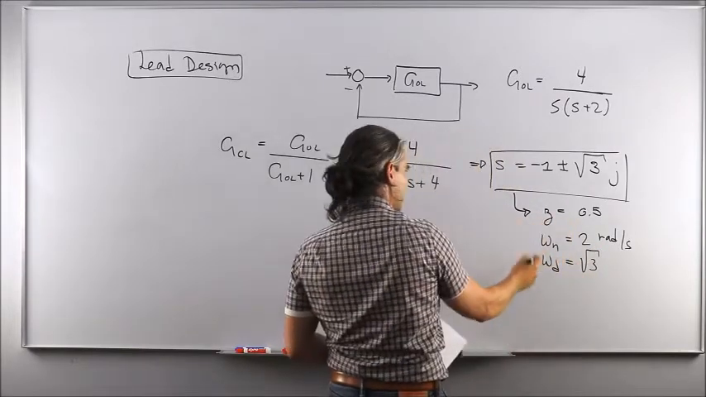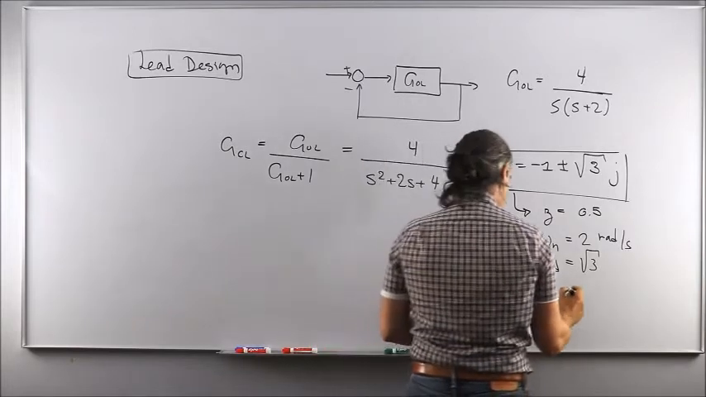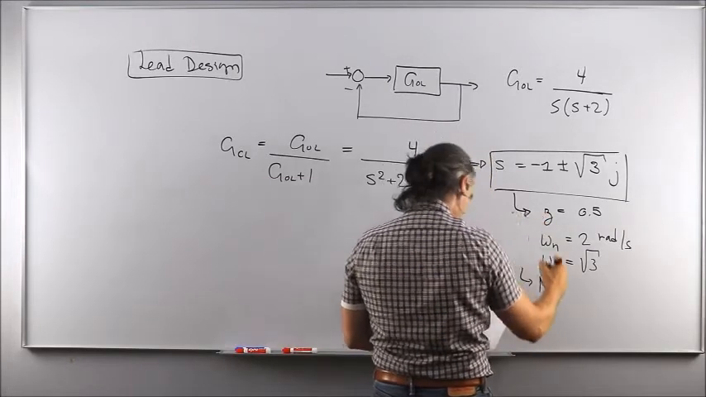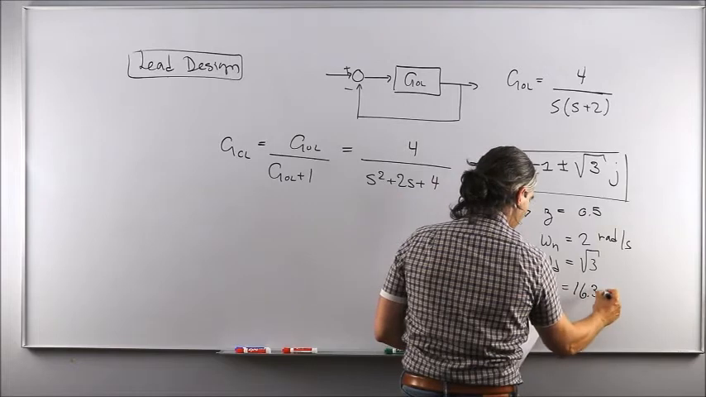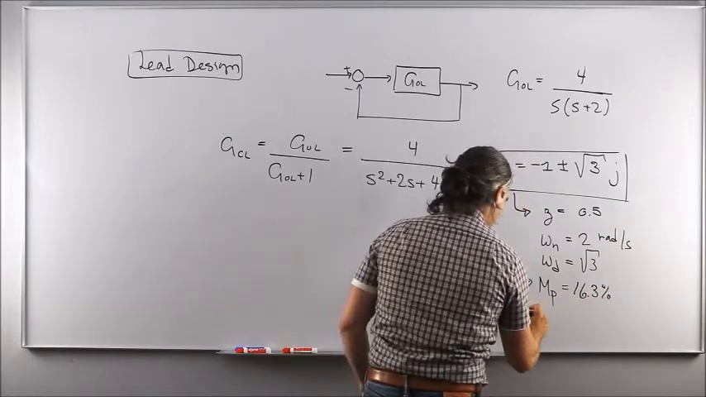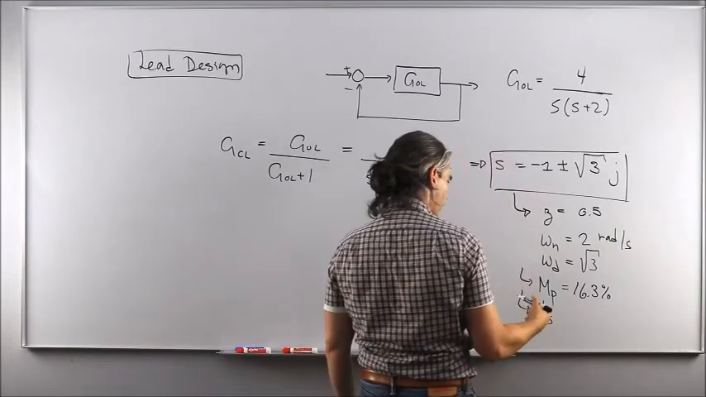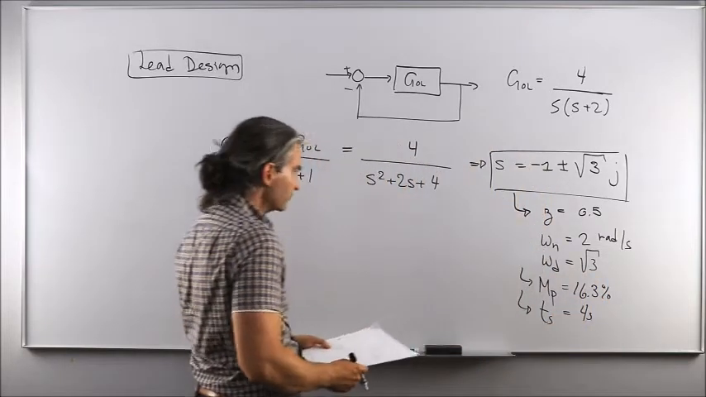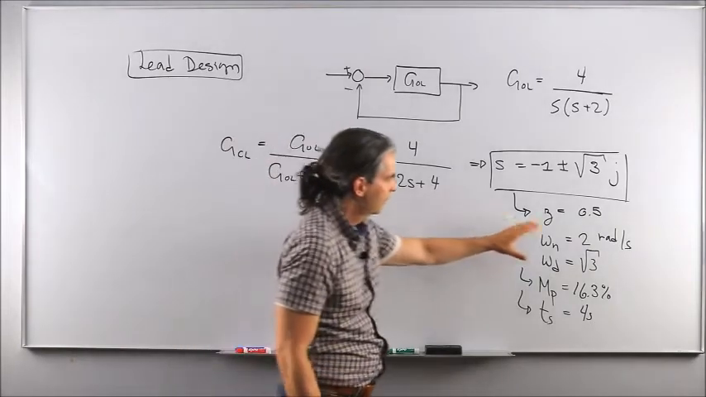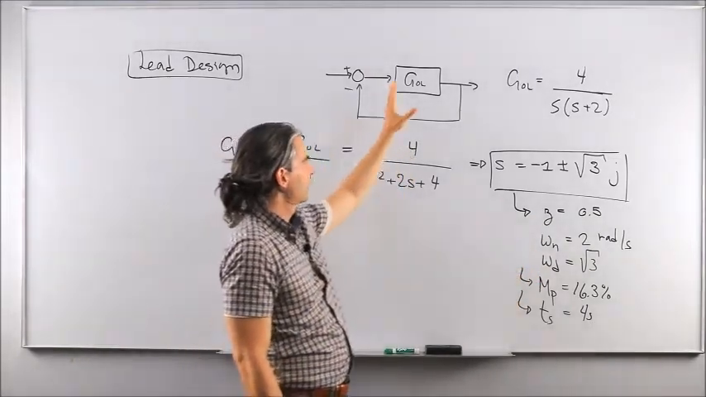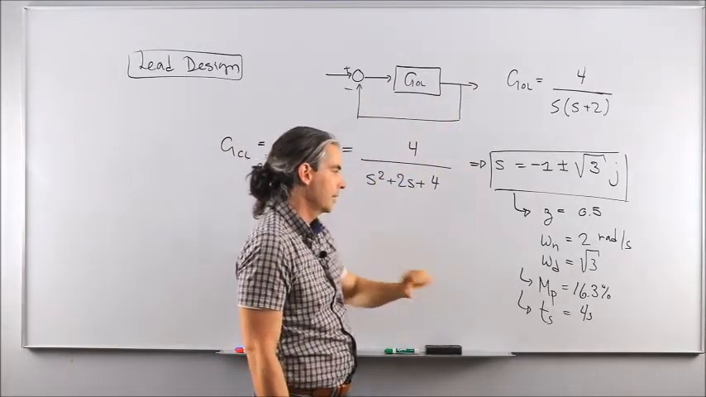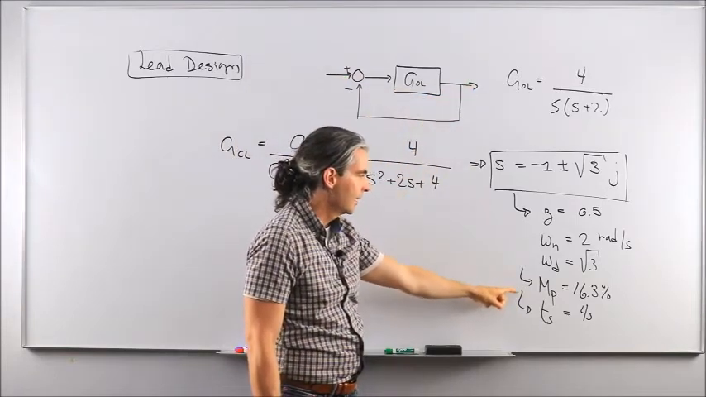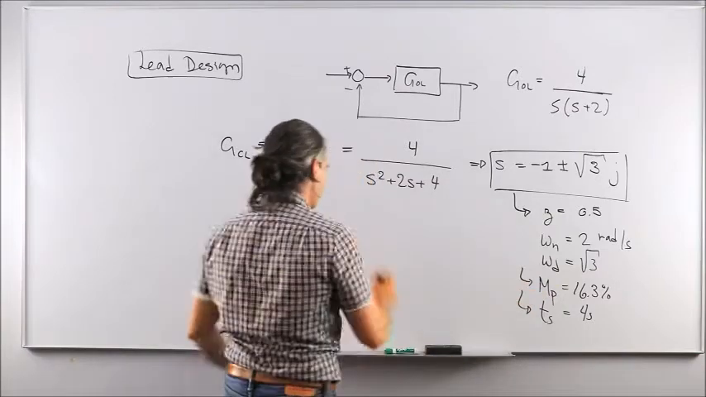And based on those three characteristics, zeta, omega n, and omega d, we can determine that our maximum overshoot, which only depends on zeta, by the way, is going to be equal to 16.3%. And our Ts, which is 3.9 over zeta omega n, is going to be equal to 4 seconds. Okay, so these are the current closed loop characteristics in terms of transient performance. That's what we have. If you inject a reference signal, you would see the output here stabilizing in 4 seconds and with a maximum overshoot of 16.3%.